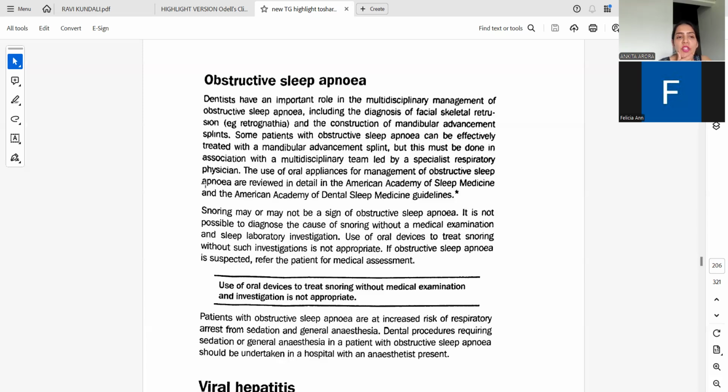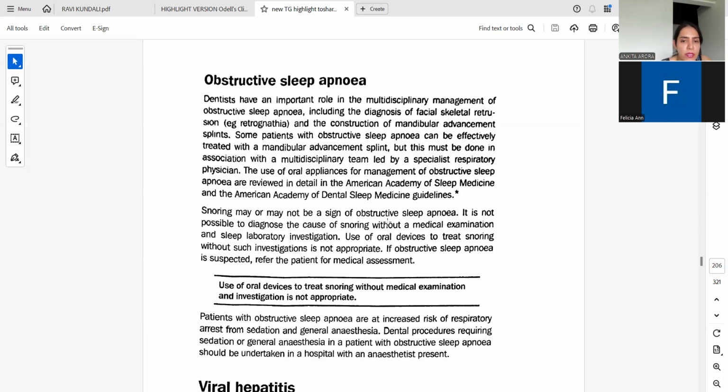So when the mandible is positioned forward, what happens is the tongue takes a forward posture, and the clearance of the breathing airway happens. So that is the whole rationale behind it. Now, this must be done in association with a multidisciplinary team led by a specialist respiratory physician. The use of oral appliances for management of obstructive sleep apnea is reviewed in detail in the American Academy of Sleep Medicine and the American Academy of Dental Sleep Medicine guidelines.